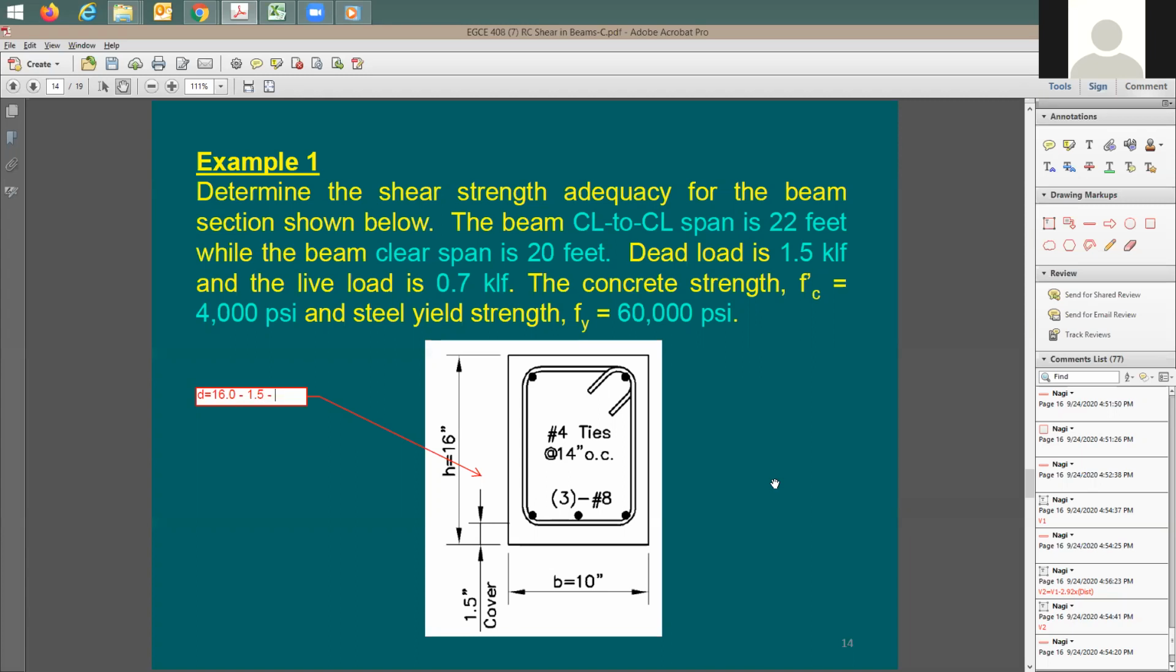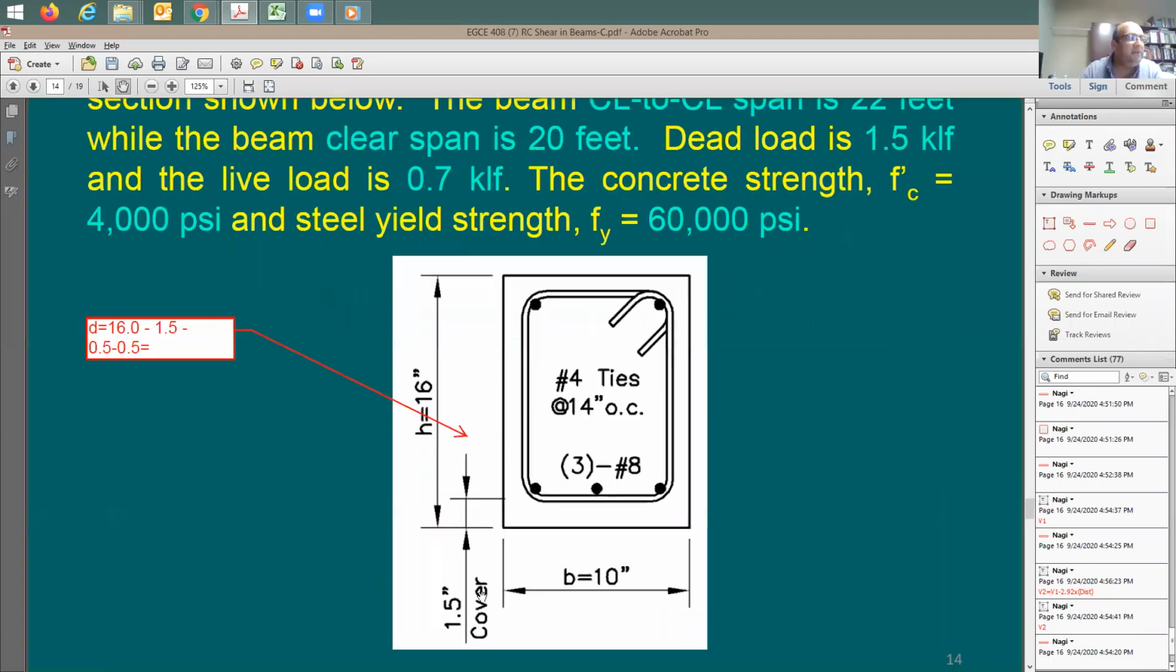Okay, so it's a number 4, half inch, minus half of the longitudinal bar diameter. So number 8 is going to be 1 inch. Half of it is going to be half inch. How much is this? Can you help me with this? 13.5. Great.